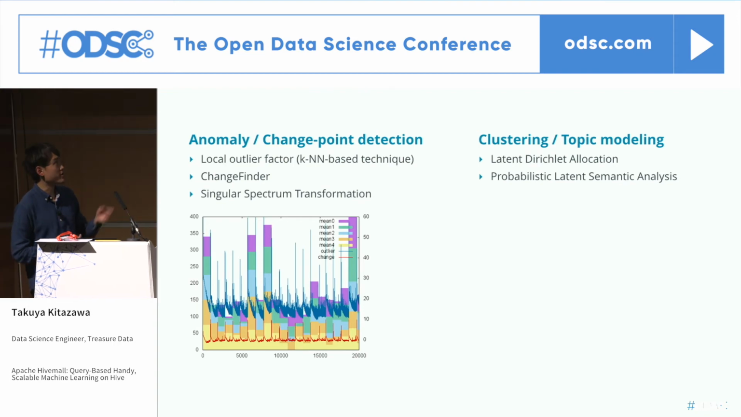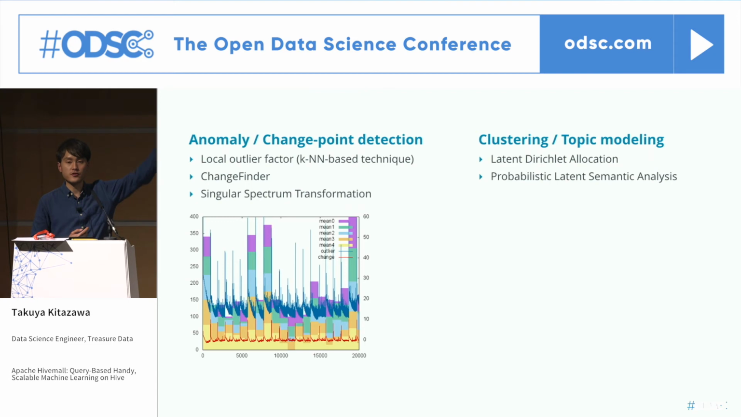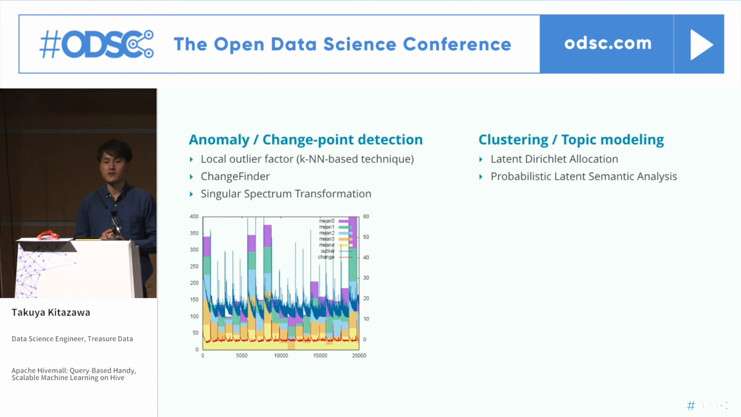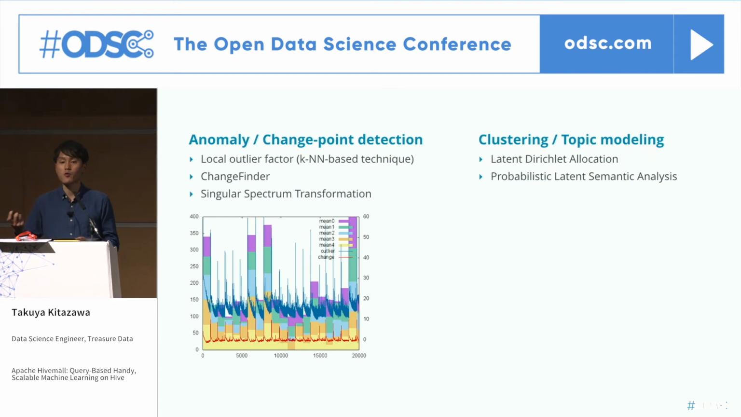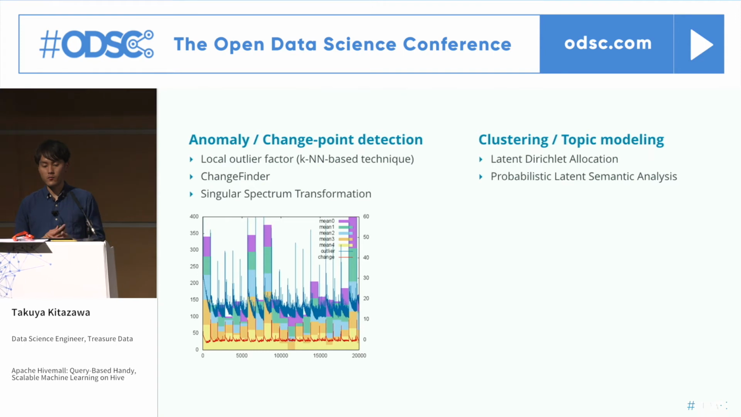Or anomaly detection or change point detection is available in Hivemall. Or topic modeling, you can do that by using Hivemall. So everything is documented in the Hivemall documentation, and I will provide some link after the session, but you can do pretty much everything about it by just writing SQL.